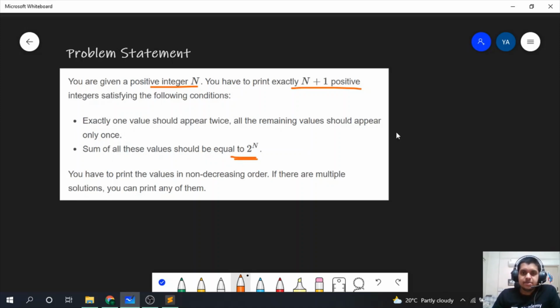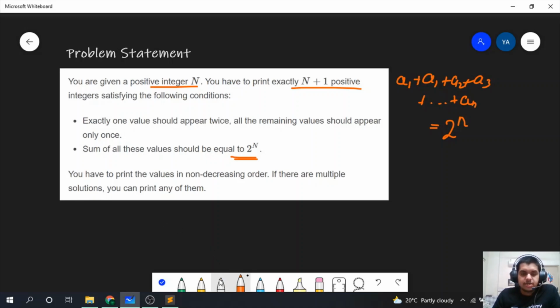So if we have n plus 1 values, they are going to be something like a1, a2, a3, up to a(n+1). These are n plus 1 values, right? And their sum will be 2 to the power n. So this is what we are told to do. Now we have to print these values in non-decreasing order, and if there are multiple solutions, we can print any of them.